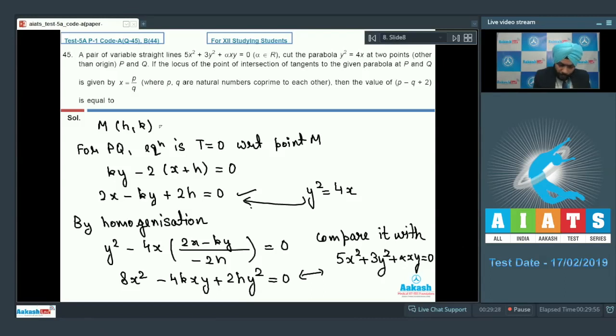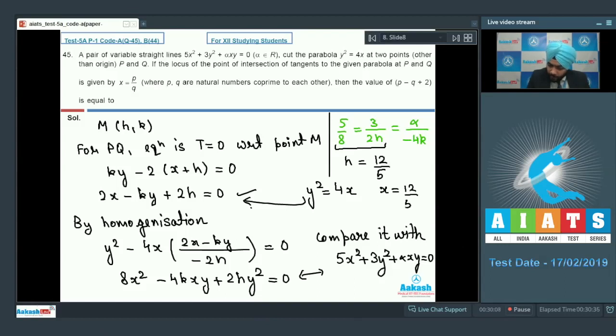By comparing, what will we get? We'll straight away get 5 upon 8 equals 3 upon 2h equals alpha upon minus 4k. Students, have a careful look. The locus is x is equal to p by q. From here, I'll get the value of h as 12 upon 5. So the locus is x is equal to 12 by 5.